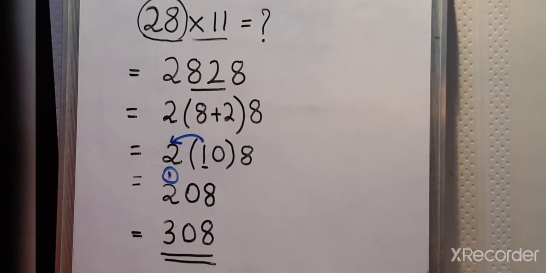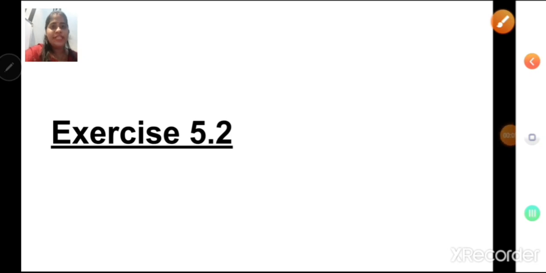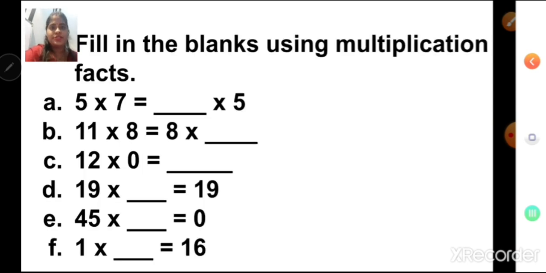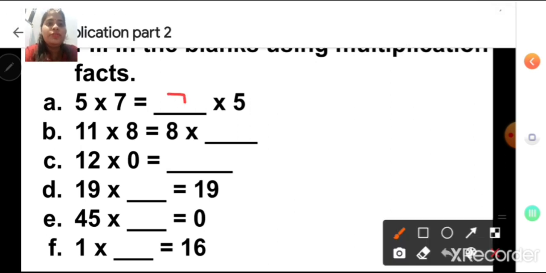Understood everyone? Now take out your textbook and your notebook. We are going to solve exercise 5.2. The first question is fill in the blanks using multiplication facts. Now A1. All these answers you are going to write in the textbook itself. 5 into 7 is equal to dash into 5. Which multiplication fact is this? The numbers can be written in any order. So 5 into 7 is equal to 7 into 5.